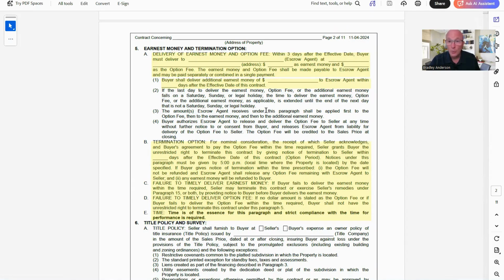Okay, so we first just talked about that you have 3 days from the executed date to get these two things in. You can combine the money in one check, make it out to the title company. It doesn't go to the seller, and you should be good to go there. But the time to deliver is what people always have an issue with.